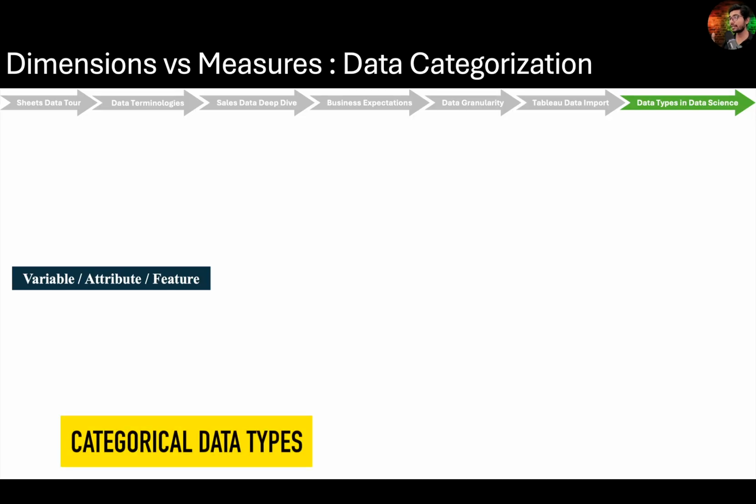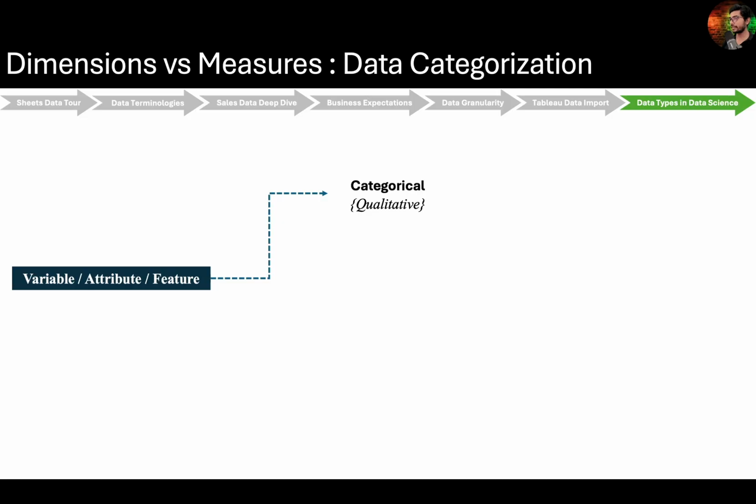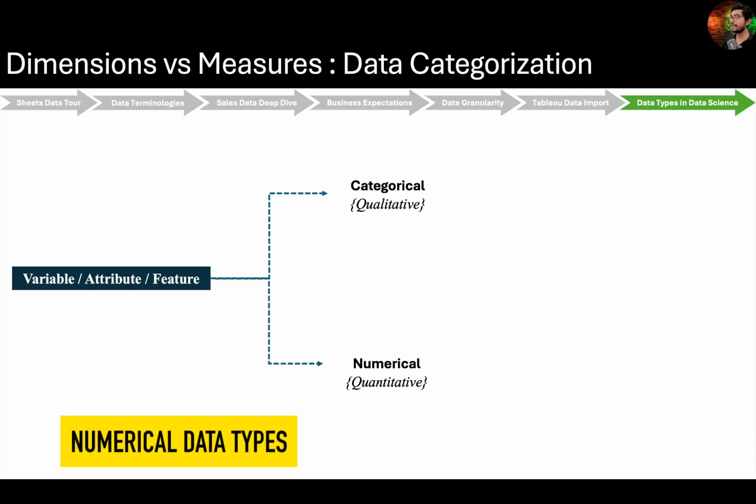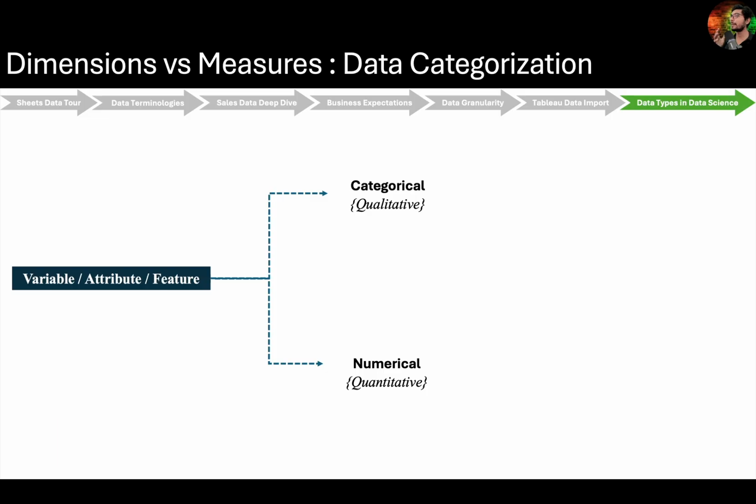First is categorical dataset, which represents qualitative information about a variable, and second is numerical dataset, which represents quantitative information about a variable. For example, consider the following data fields from the Superstore dataset, which are gender, state, and ship mode, and also sales, profit, and quantity. Here, gender, state, and ship mode fall into categorical features as they describe qualitative attributes rather than a numerical value.